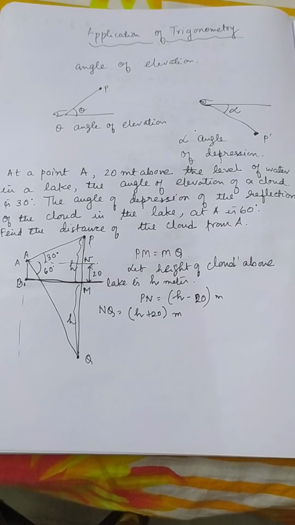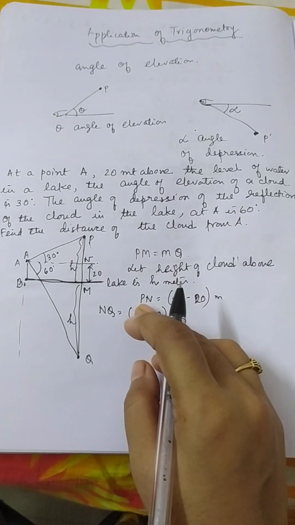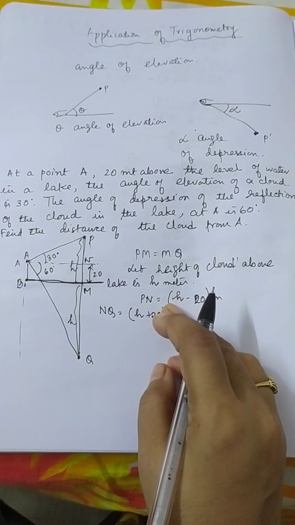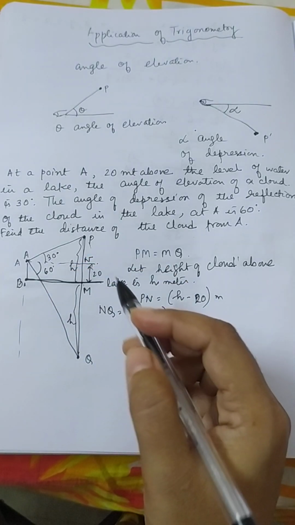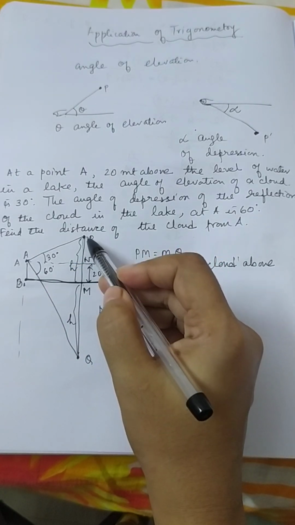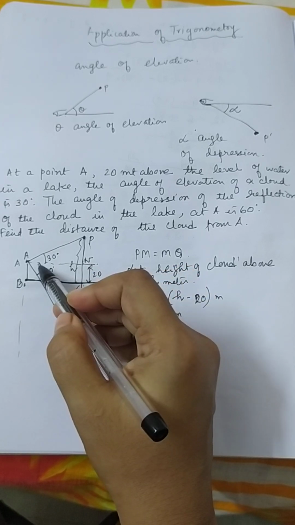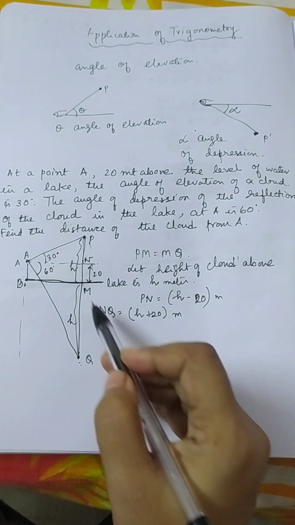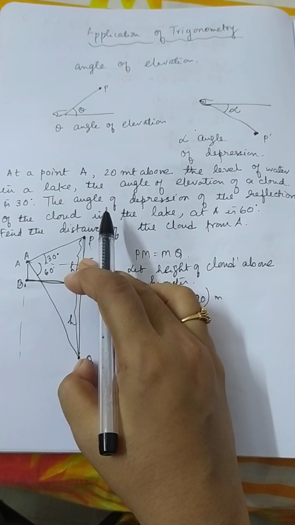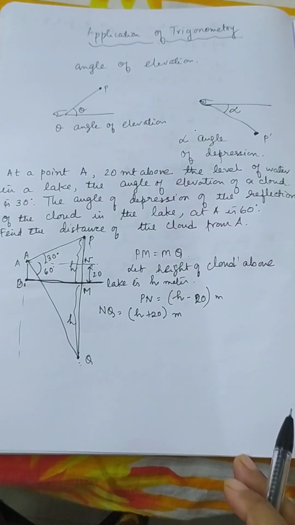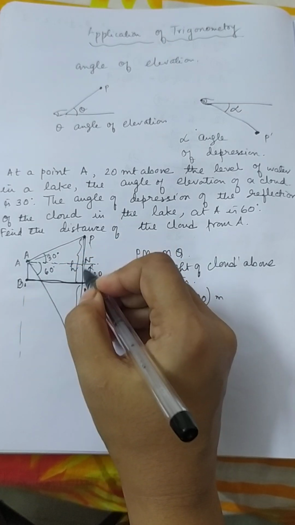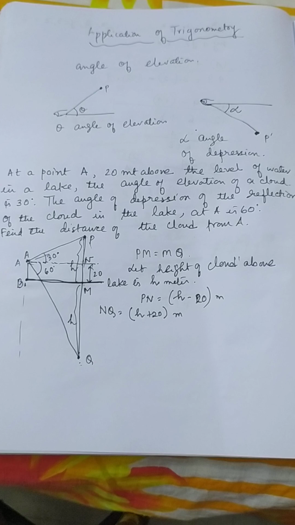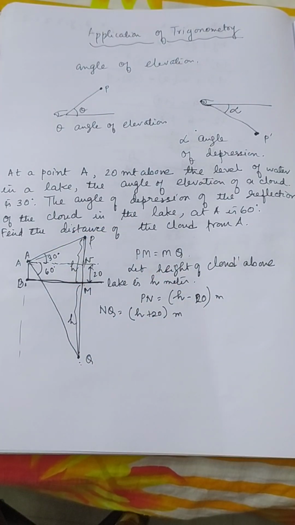Now why have I tried to find out the length of PN and PM? Because ultimately for the angle of depression we have to know the PN height, and for the angle of depression it should be h plus 20, because from this figure itself you can understand these are two right angle triangles. It is an inverted right angle triangle, and it is an upright normal right angle triangle, right?